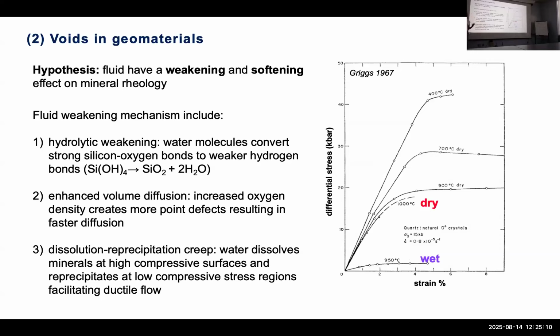Then we can also have enhanced volume diffusion. So by having more fluids present in your minerals, you're introducing oxygen, you're maximizing oxygen density, you're introducing point defects, and this can result in faster diffusion. And then lastly, you also have dissolution reprecipitation, where fluids will dissolve minerals at regions of high stresses and reprecipitate them in regions of low stress.